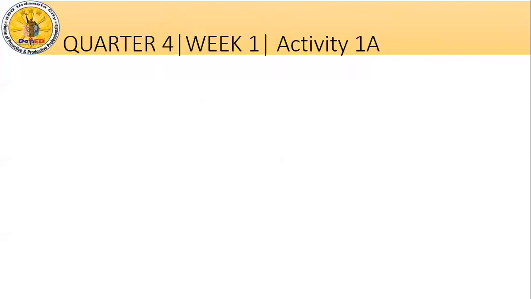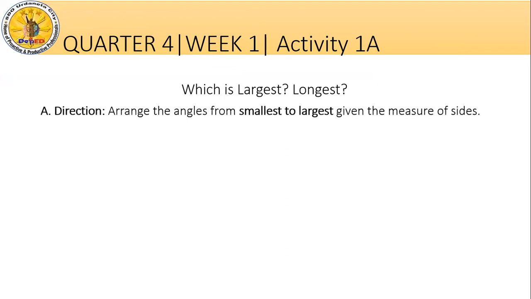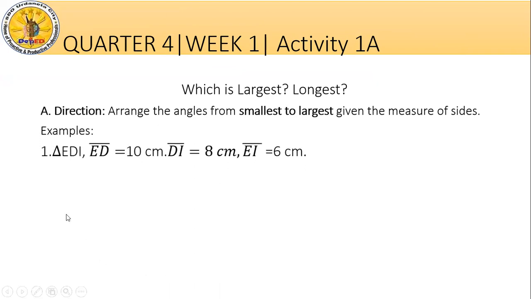Okay? Now, let us apply this in our first activity, 1A. It is entitled, which is largest and longest? The direction is you are going to arrange the angles from smallest to largest given the measure of sides. So in our example here, we have triangle EDI. The measure of line segment ED is 10, DI is 8, and EI is 6 centimeters. What do you think here is the smallest angle?